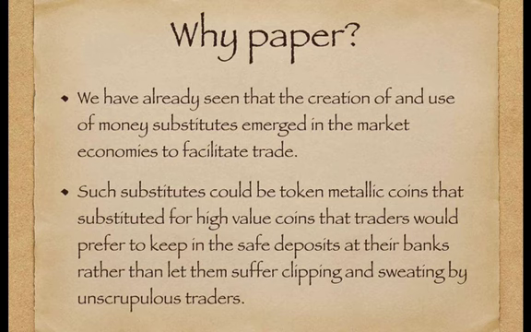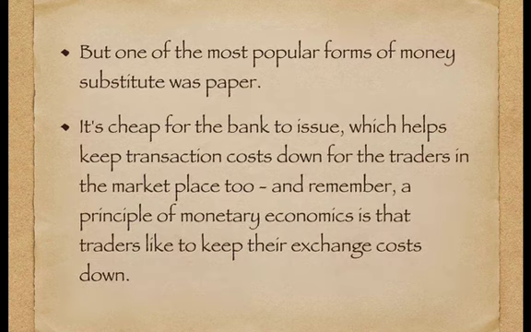Drop a bunch of gold coins or silver coins into a bag, shake them vigorously, and you speed up the wearing down process and take the little bits of dust for yourself, and it adds up to a whole coin after a while. Okay, but one of the most popular forms of money substitute was paper. Well, that's cheap for the bank to issue, which helps keep transaction costs down. And remember, that's one of the biggest principles of monetary economics. Traders like to keep their exchange costs down.